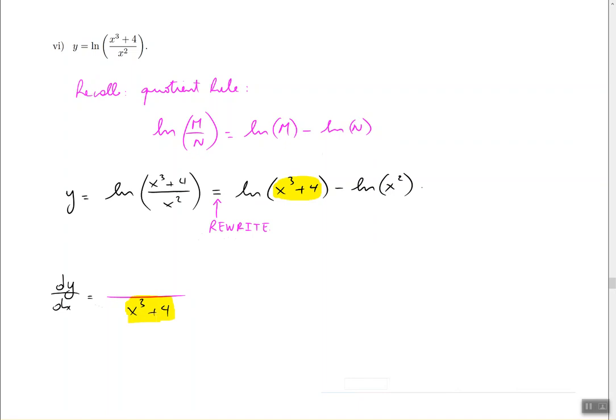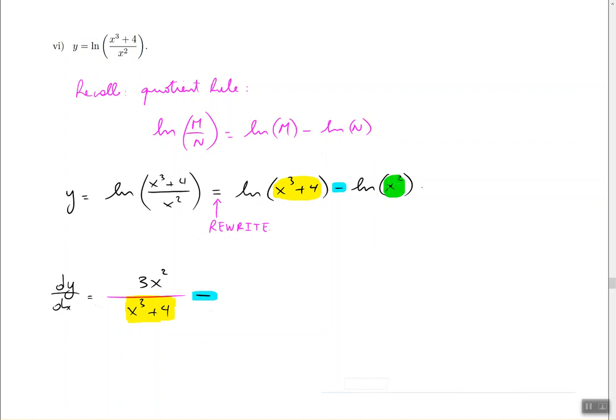Now the question is, what's going to be the numerator then? What's the derivative of x cubed plus 4? Put that on top. The derivative of x cubed is going to be 3x squared, and the derivative of 4 is nothing. And that's it. So now there's a minus, so go ahead and write that minus in the middle. And then we have again ln of x squared. Okay, so let me use a different color.